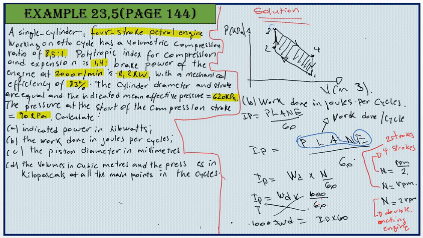So I'm gonna work this out on this space here. So I have 1000 WD is equal to IP multiplied by 60. So therefore, to get WD, I have IP multiplied by 60 divided by 1000.